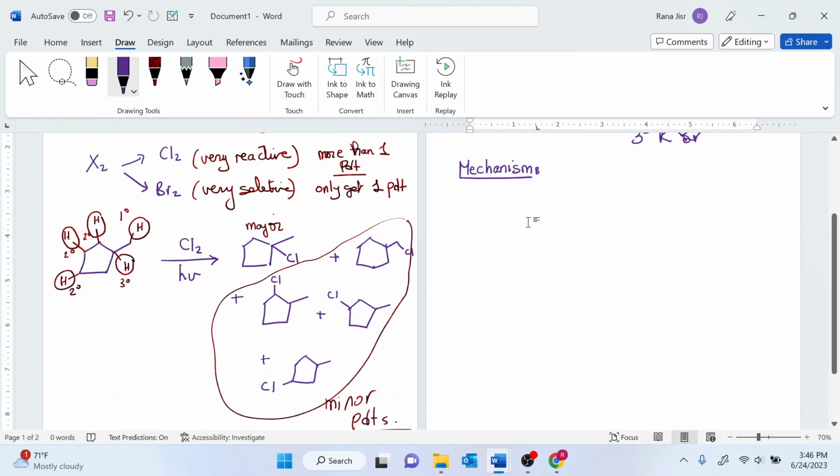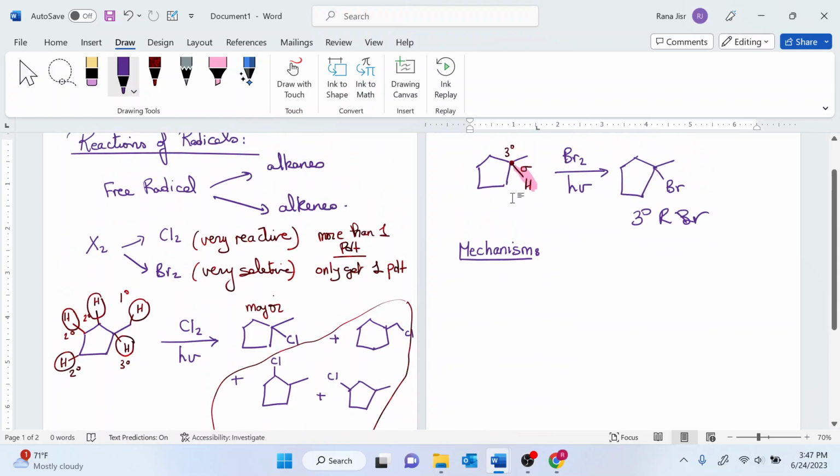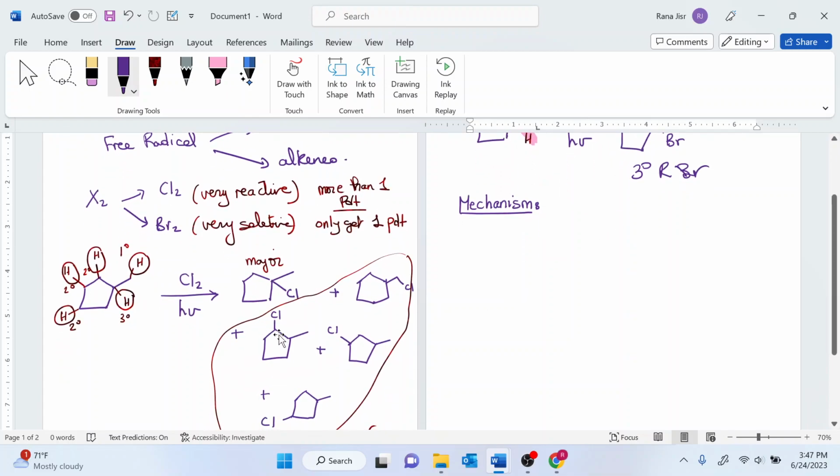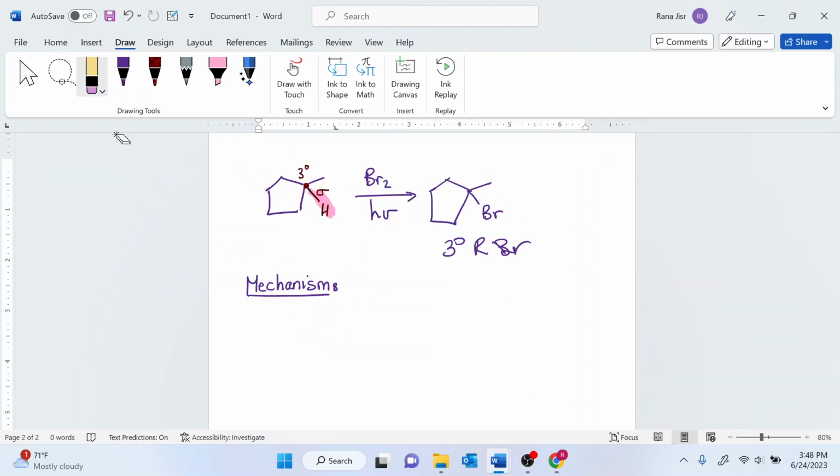Let's consider the mechanism of the reaction. Since the bromination forms just one product, we're going to consider the mechanism from the bromine example. The mechanism with the chlorine proceeds exactly the same, except you would need to keep repeating the mechanism for the different types of products. So the mechanism is going to proceed by 3 different steps. The first step is initiation. This is what starts the reaction. And with initiation, I am forming a free radical.